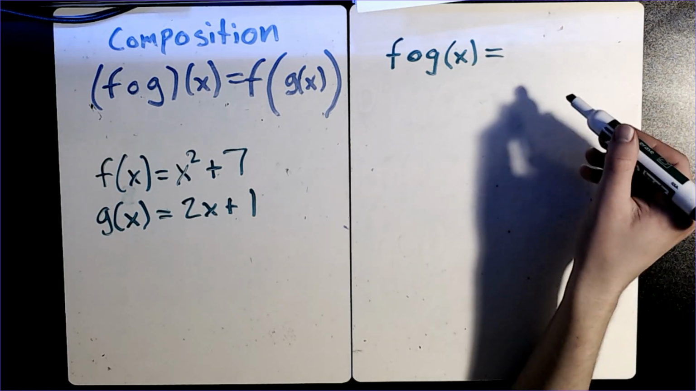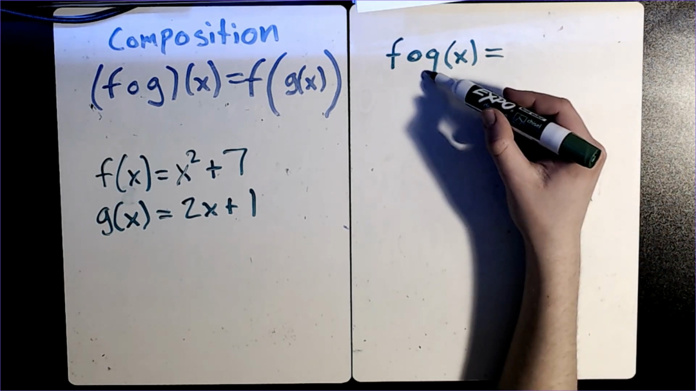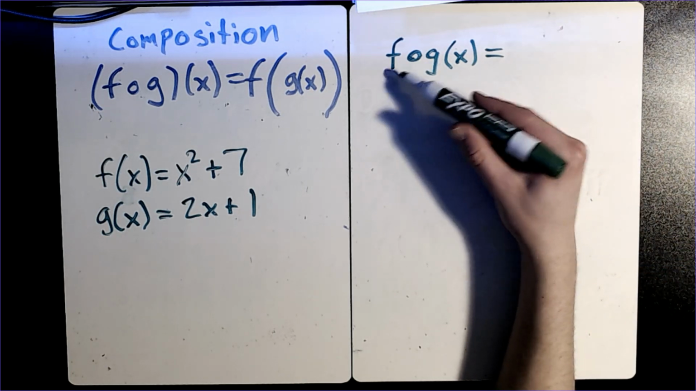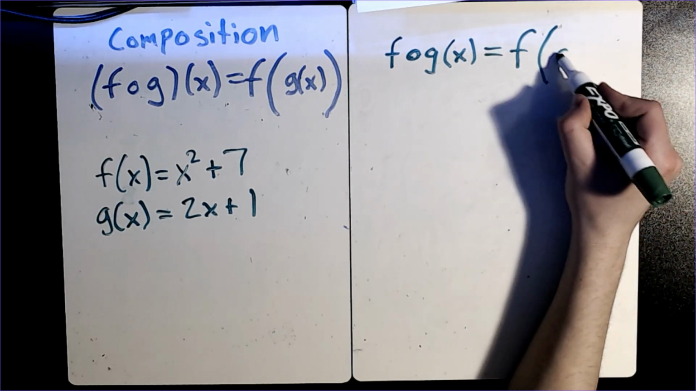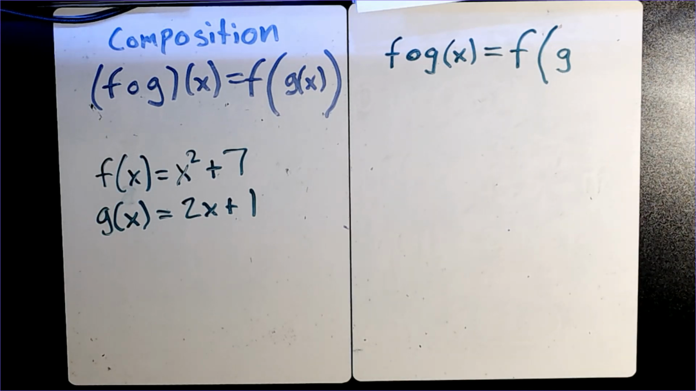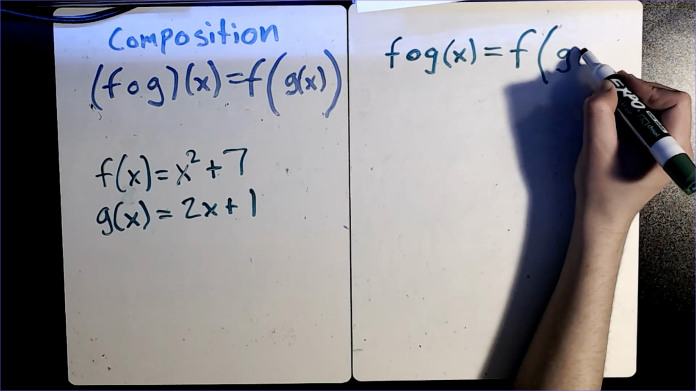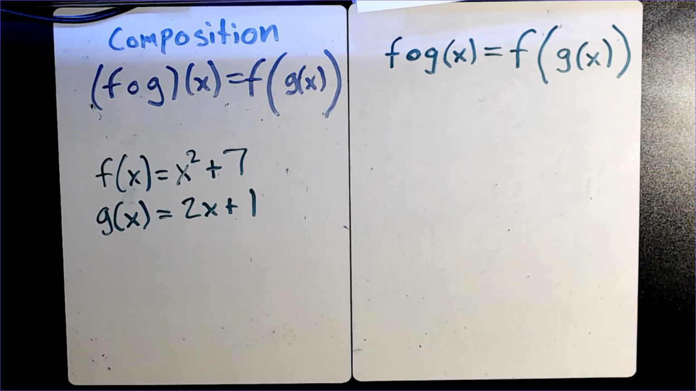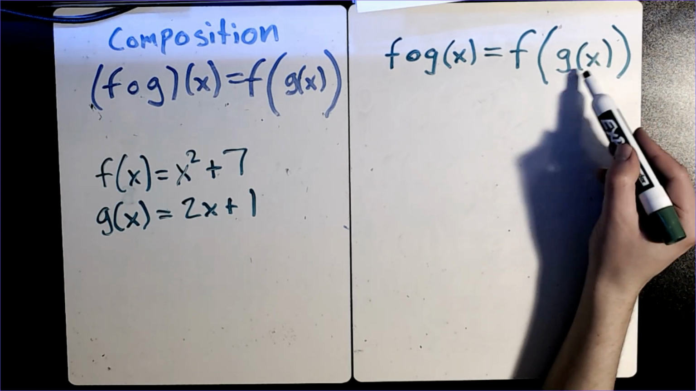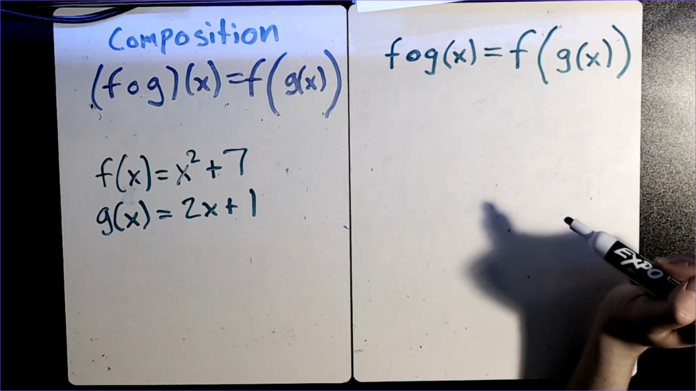What you're doing is the x goes into g first, then you take the output, the y value from that, and plug it into f. So how we write that is f of the y value goes into f. Okay, so the y value of g goes into f like that. So we do g of x, get a y value, then plug it into f.